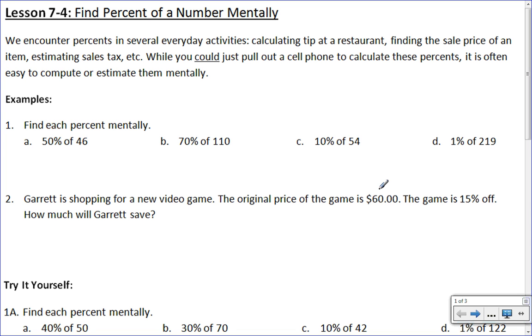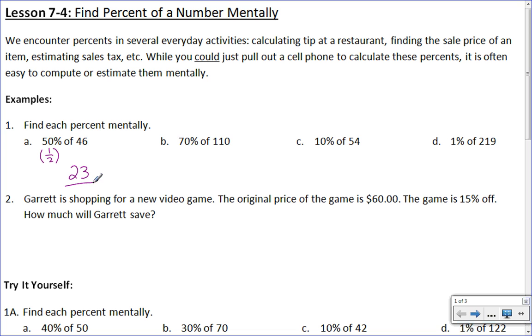So for example 1, find each percent mentally. Well, for the first one, it says 50% of 46. If I were going to do this mentally, I would think that 50% is the same as 1/2. So what I'm really finding is half of 46. And if we divide 46 by 2, we get 23.